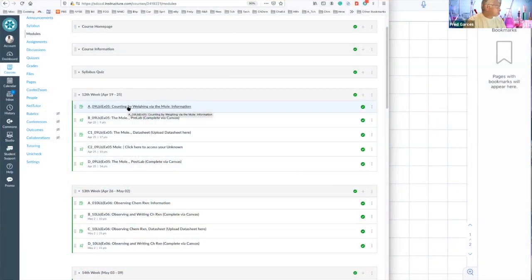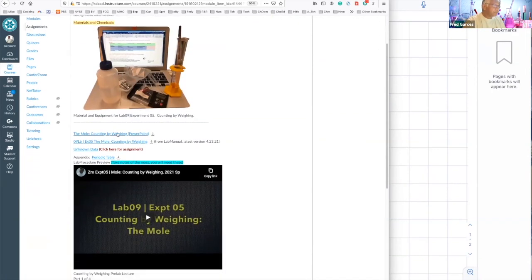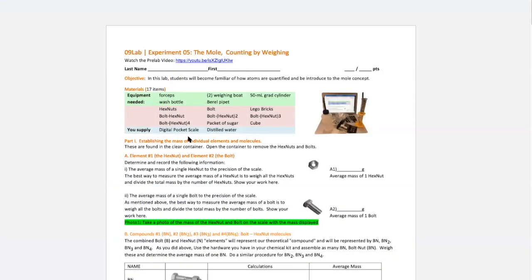So what I want to do today is walk you through the lab. If you click on this first part right here, what you will see is the information for this lab, okay? The PowerPoint's here, as well as the lab manual. The lab manual has actually been updated. So let's take a look at that. This is the portion of the lab that was updated.